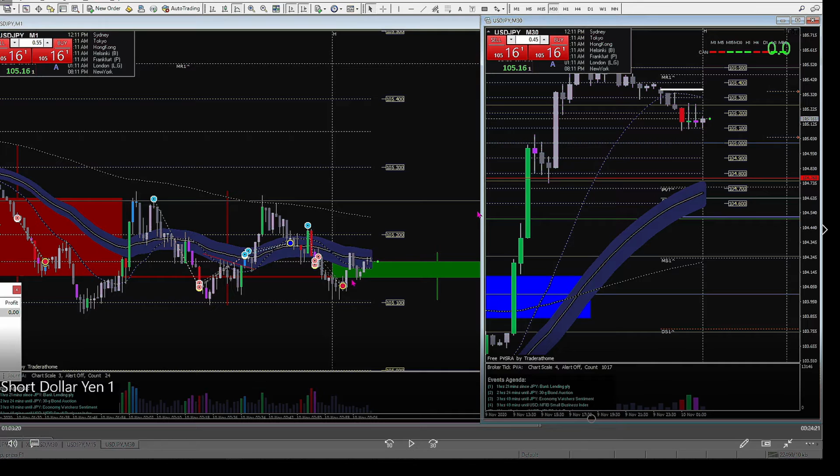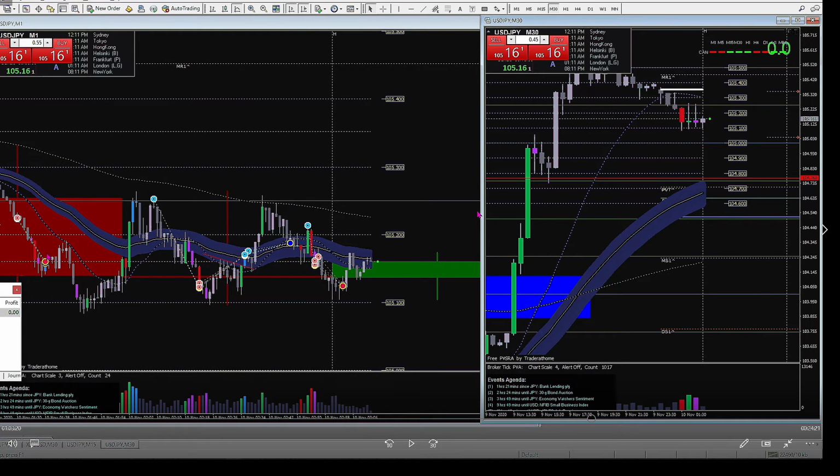But yeah, I was just taking, and this was a gain as well. Just scalping, taking quick moves, taking the momentum. All I do is trade the bounces from the moving averages. That's all it is. That's as simple as this strategy can get. You're trading bounces from the moving averages.